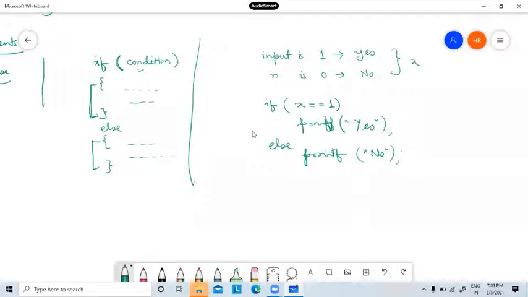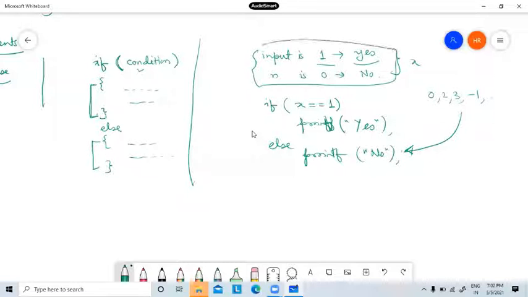Now it means that if your input is 1, it is yes. If your input is not 1, then no. It means whether you are putting 0 or 2 or 3 or any negative value, it will give you no. But the condition is not like that, so it should be written like this: if x equal to 1, printf yes, and then again if x equal to 0, printf no.